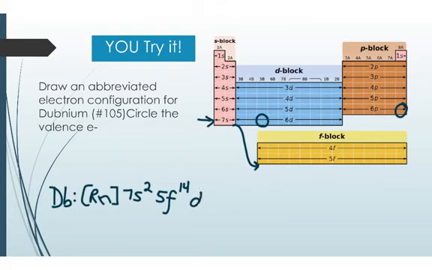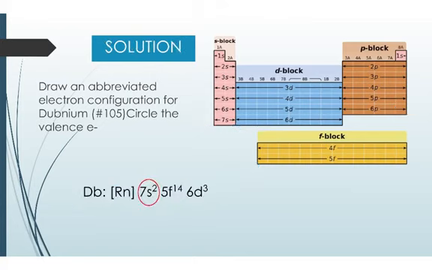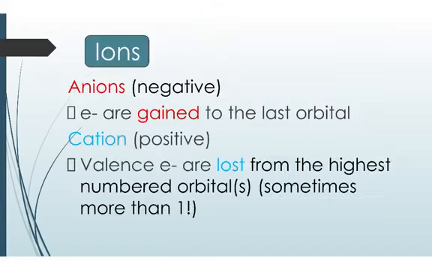Then we're continuing into, I need my number first. We're continuing into that 6d. And we're only getting 3 electrons until we are done. And then my circling of valence electrons would be the 7, the 2 electrons out there. And there's my proper solution with pretty typing.